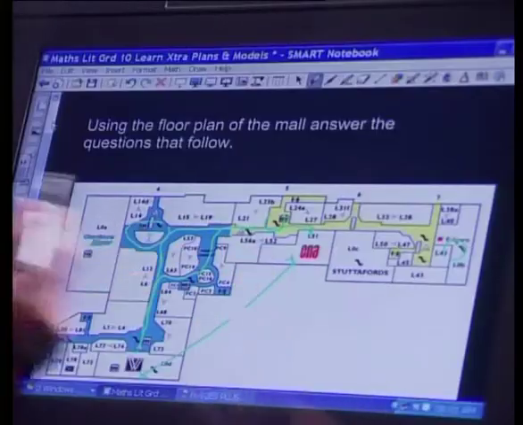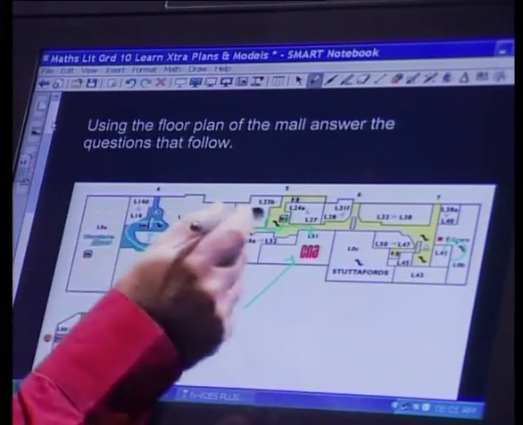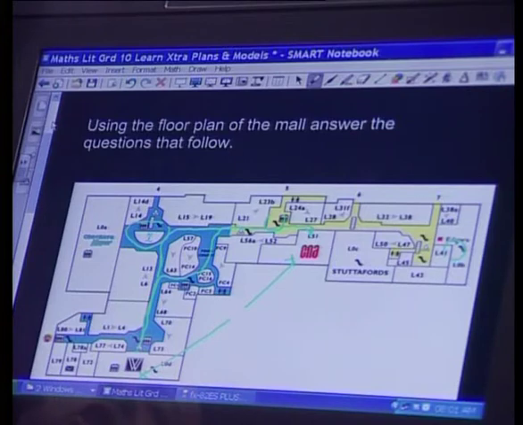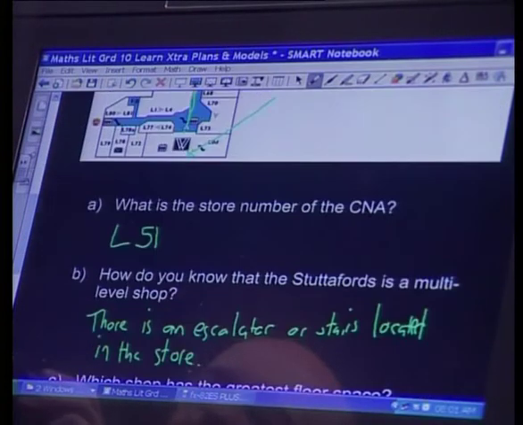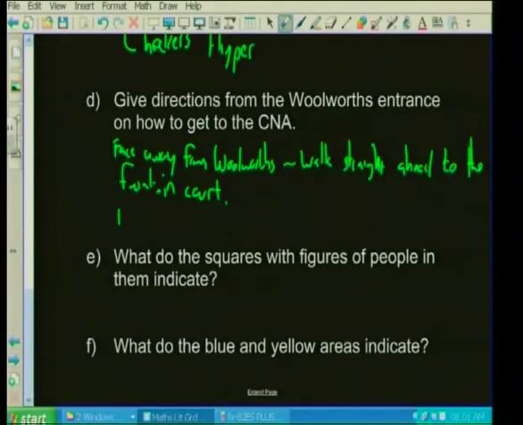Well, after you've got to the fountain court, which way do you want to turn? Left or right? Well, according to this map, if we want to get to C&A, we need to walk right. And so we're going to go right. So we'll say to the person next, turn right.